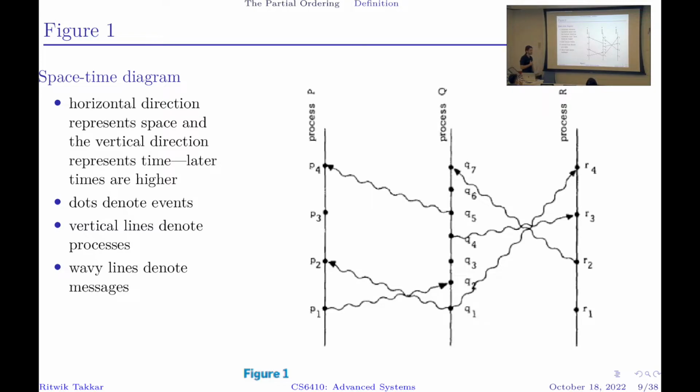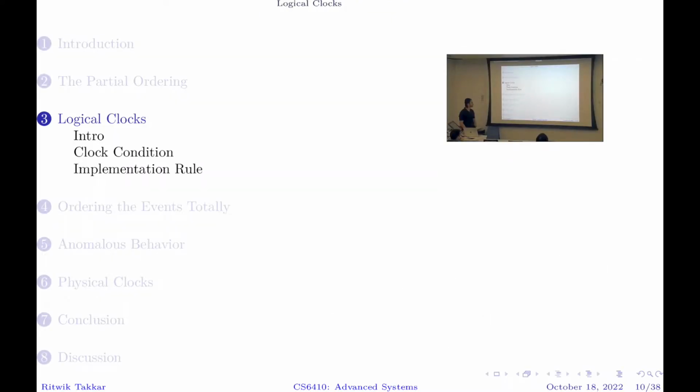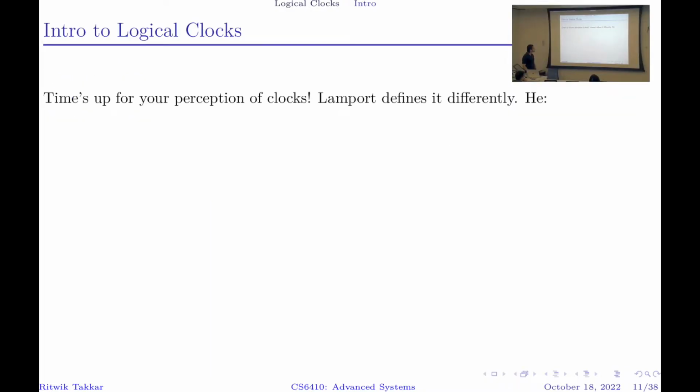Finally, what about Q3 and P4? So we have Q3 from the previous question, but now it's a different event. We're talking to P4. How come? Yeah, because Q5 sends a message to P4. Right, the transitivity property. Cool. All right, so I think we have a good enough understanding of partial order. Let's go to logical clocks now.